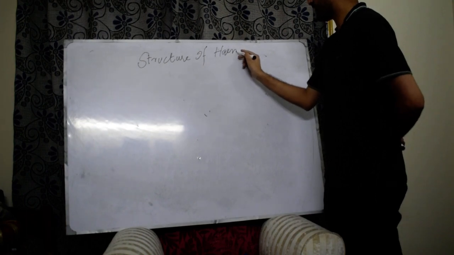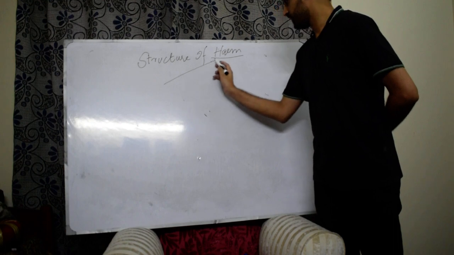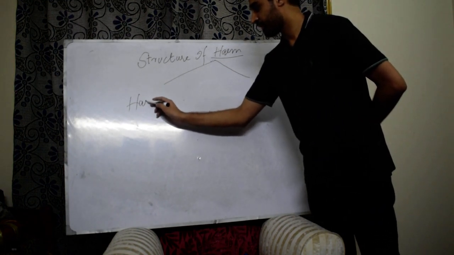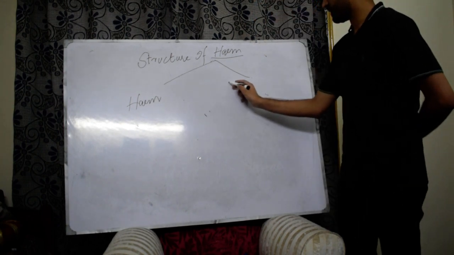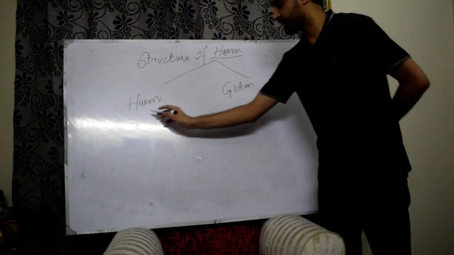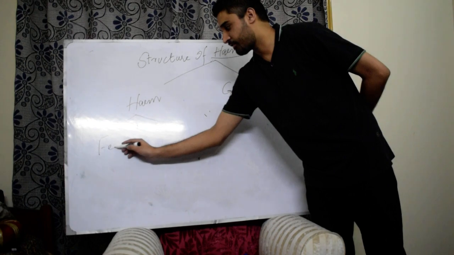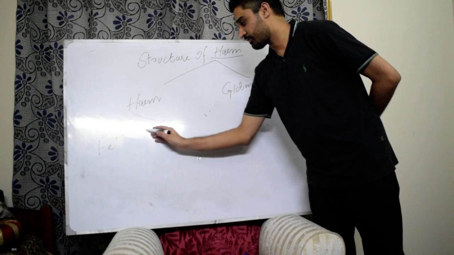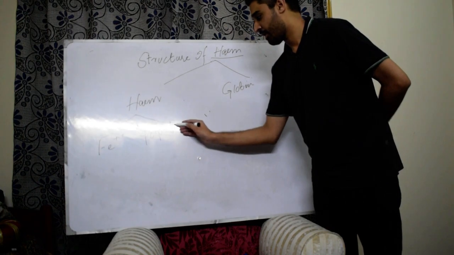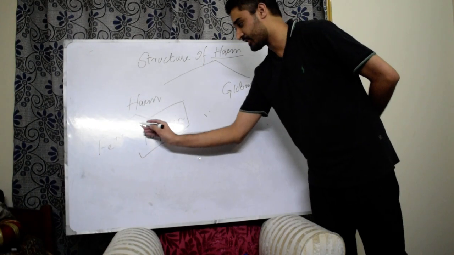Structure of hemoglobin. As we have discussed earlier, hemoglobin is divided into two: as the name suggests, this portion is heme, and this portion is globin. Heme is further classified into two portions: iron, that is the ferrous form, plus porphyrin. And we have already discussed how porphyrin is manufactured inside a cell.